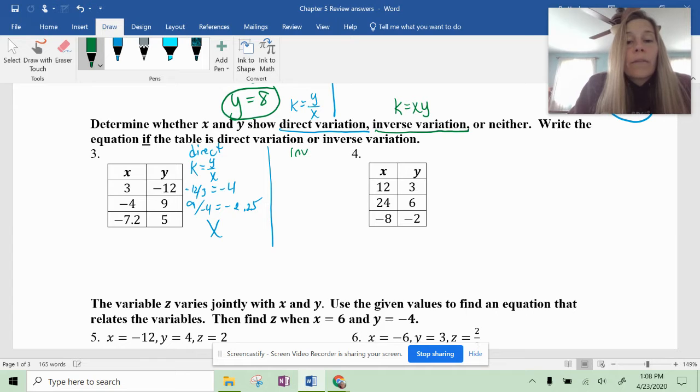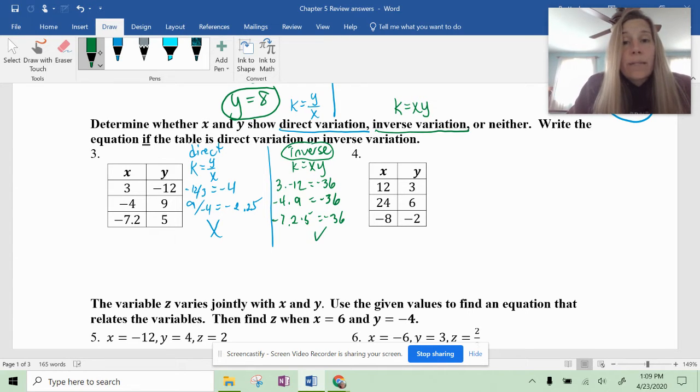So then if I want to try the inverse, to get my constant, I would need to multiply my x's and my y's together. So if I do 3 times negative 12, I get negative 36. Negative 4 times 9 is also negative 36, and then negative 7.2 times 5 is also negative 36. So this one works. So we know it's inverse variation. The k value is negative 36. So when I go to write my equation, because it says write the equation if the table is one or the other, it's y equals k, which is negative 36, over x. So that's how we would write that inverse variation equation.